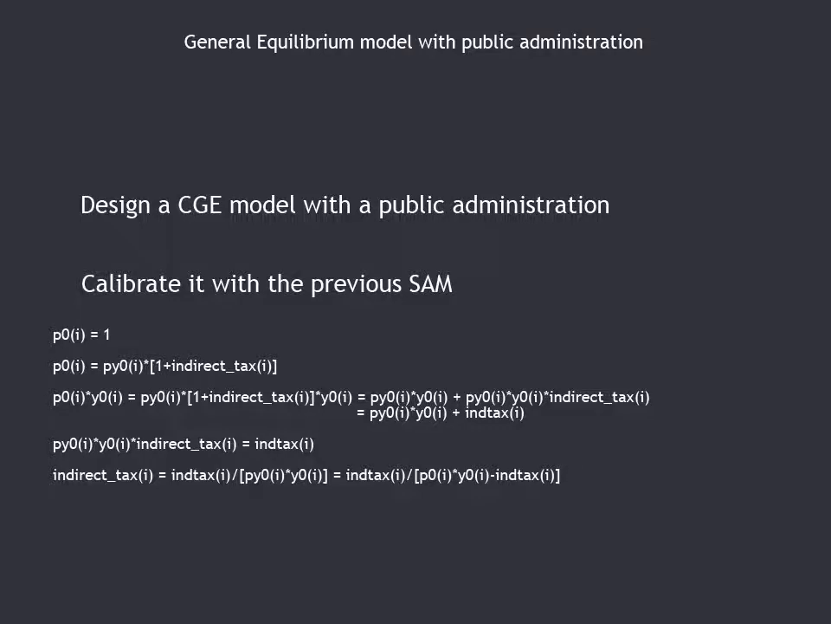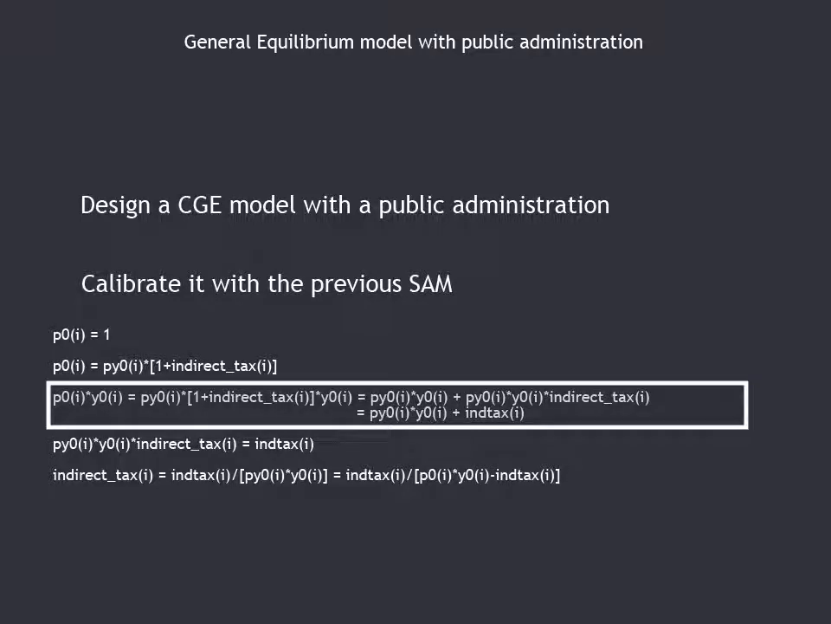So you can multiply both sides by Y0 in sector I, and you've got this equation: P0 in sector I times Y0 in sector I is equal to Py0 in sector I times 1 plus the rate of taxation in sector I times Y0 in sector I. And this is equal to Py0 in sector I times Y0 in sector I plus Py0 in sector I times Y0 in sector I times the rate of indirect taxation in sector I.